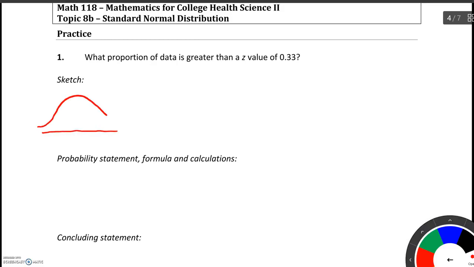What proportion of the data is greater than 0.33? Draw your curve, mark the 0, think about the 0.33 and what area you're trying to find. Since you're greater, you're looking to the right, and then apply the appropriate method for looking it up. Try those questions out, pause the video, and then I'll include the answers when you replay it.